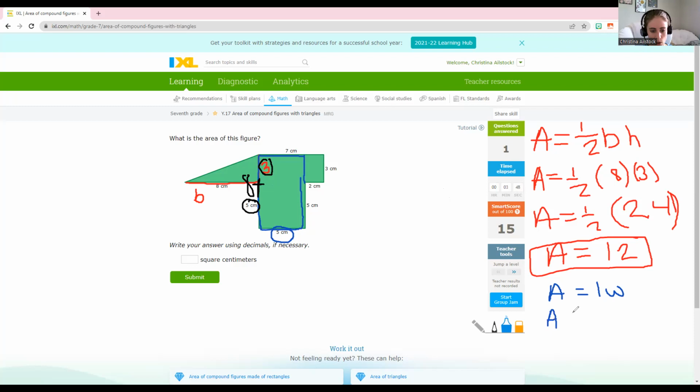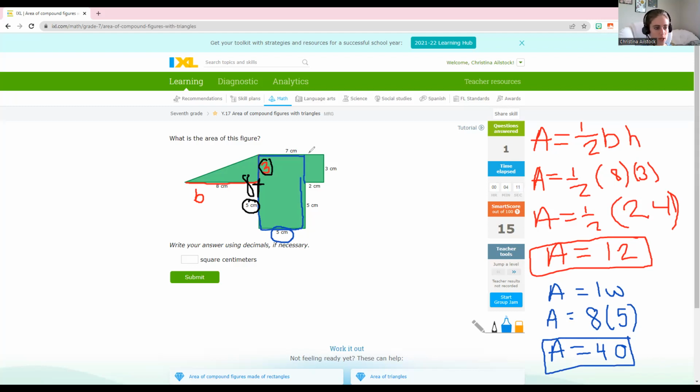Now that we know our side lengths, we can find our area. The length times width would be 8. Oops, I'm struggling with my writing today, guys. Sorry. It would be 8 times 5, which is 40. So the area of that large rectangle in the center is 40.